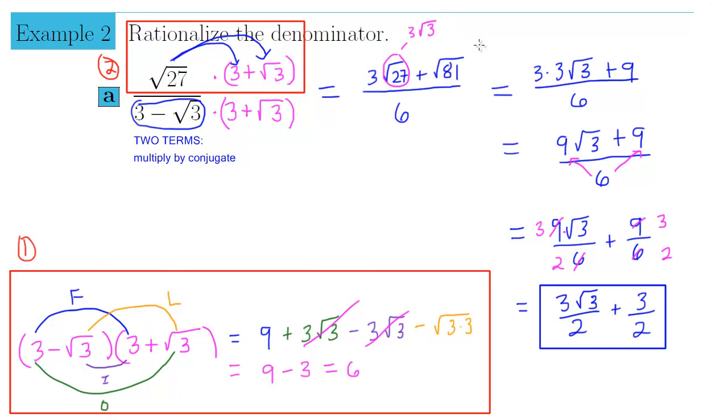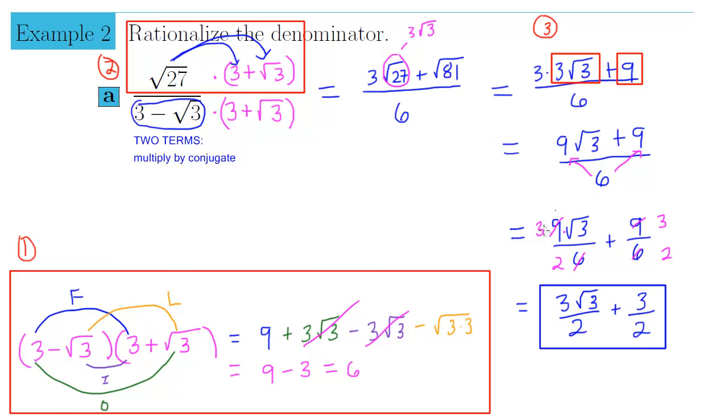After that, we had to simplify all the radicals. Okay, so the root 27 became 3 root 3, and the root 81 became 9. So we had to simplify our two radicals. This was root 27, and this was root 81.